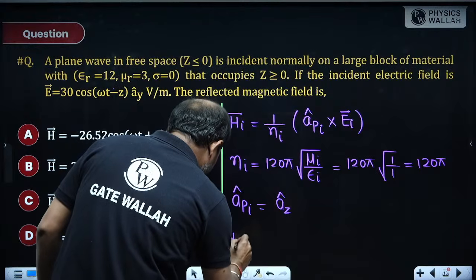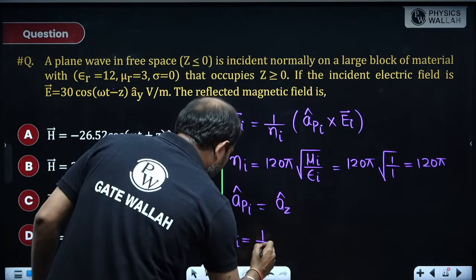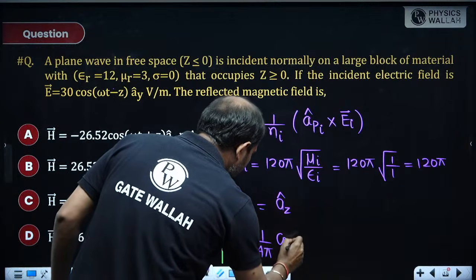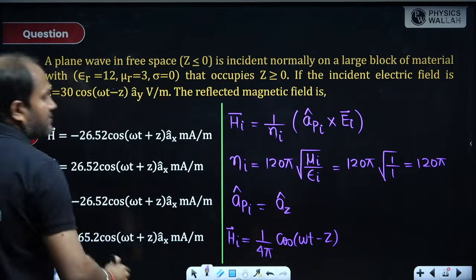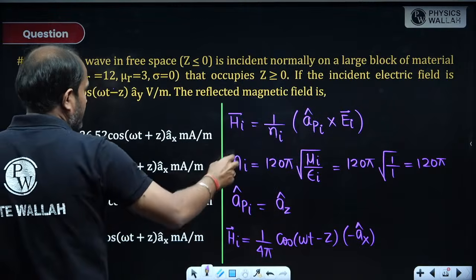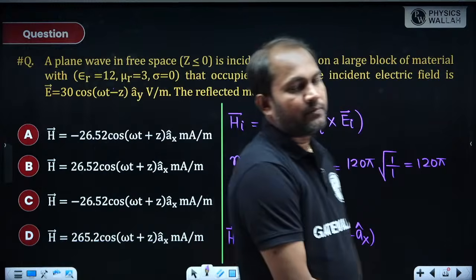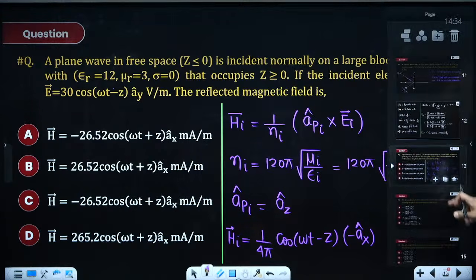So HI will be 30 divided by 120 pi, that is 1 by 4 pi, cos omega t minus beta z, and z cross y is minus x. So it will be minus x. So normal incidence HI we have calculated. First of all we calculated eta I, then we calculated a_P I, and then we calculated HI.